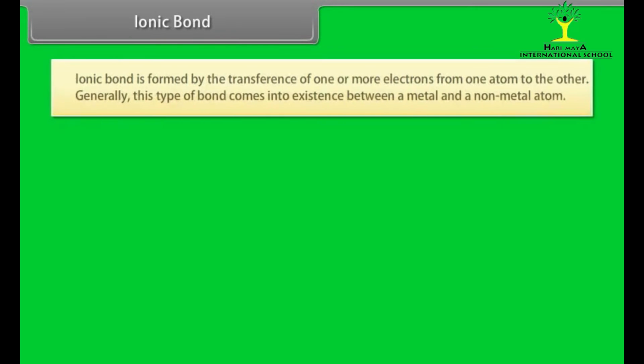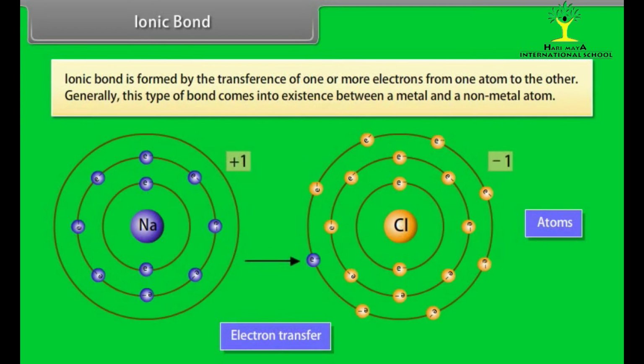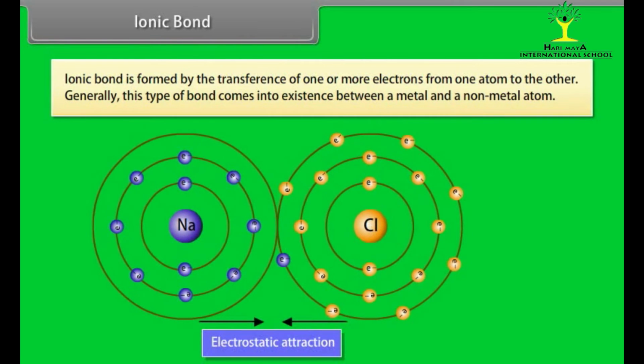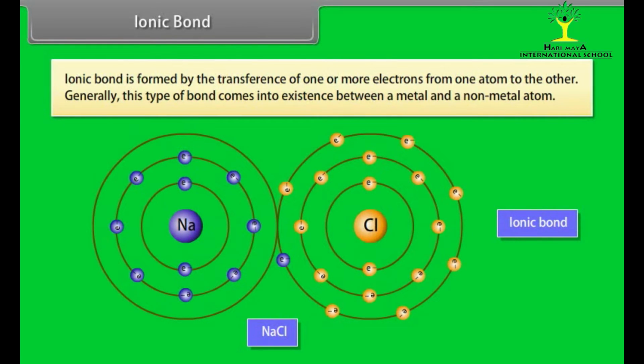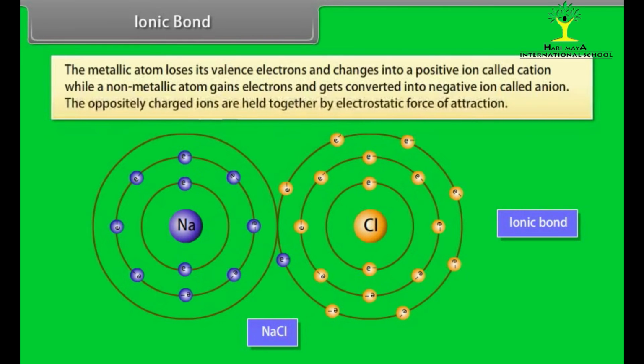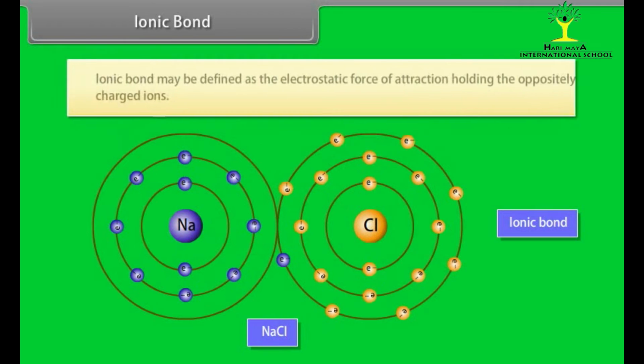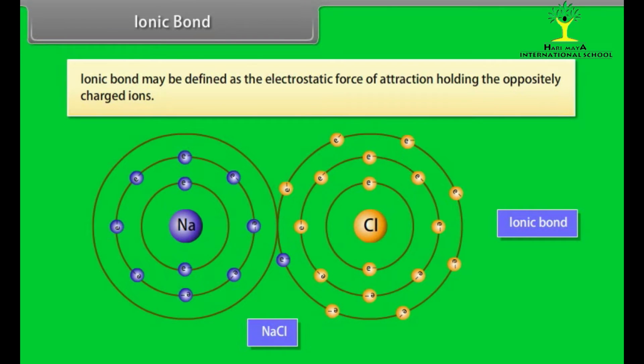Ionic bond. Ionic bond is formed by the transference of 1 or more electrons from one atom to the other. Generally, this type of bond comes into existence between a metal and a non-metal atom. The metallic atom loses its valence electrons and changes into a positive ion called cation, while a non-metallic atom gains electrons and gets converted into a negative ion called anion. The oppositely charged ions are held together by electrostatic force of attraction. Ionic bond may be defined as the electrostatic force of attraction holding the oppositely charged ions.